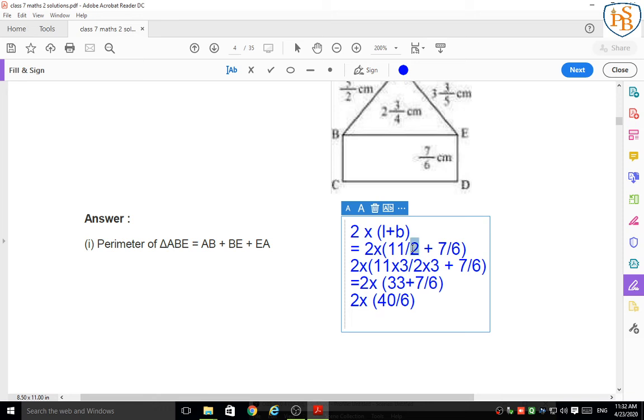I have to write here 4. So the LCM of 4 and 6 is 12. So here also I have to multiply it by 2, and also I have to multiply it here by 2. So 7 2s are 14.